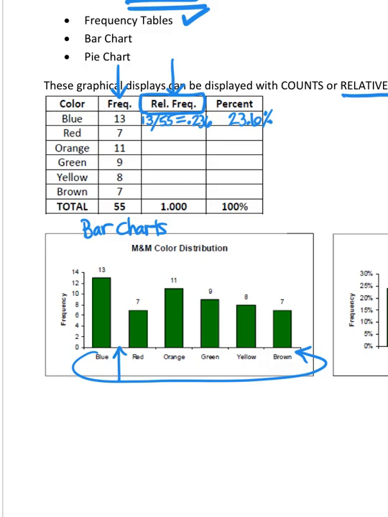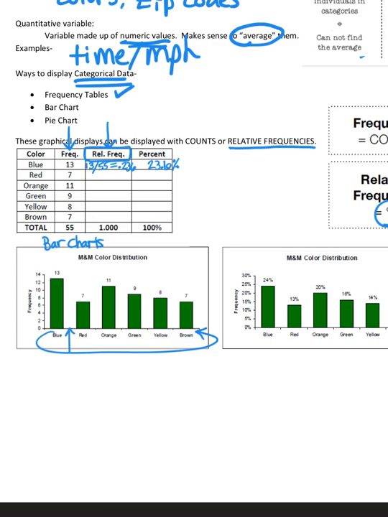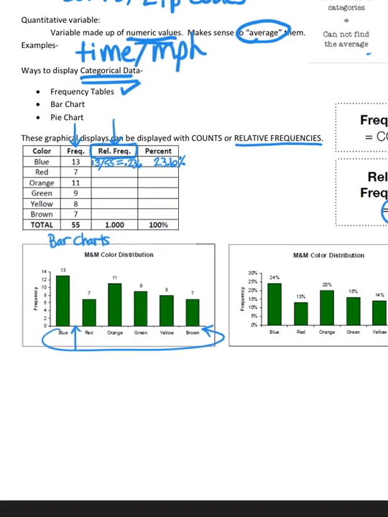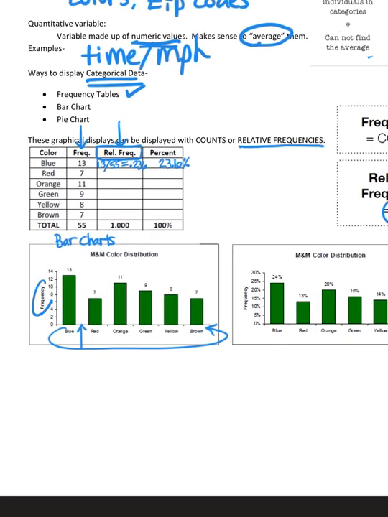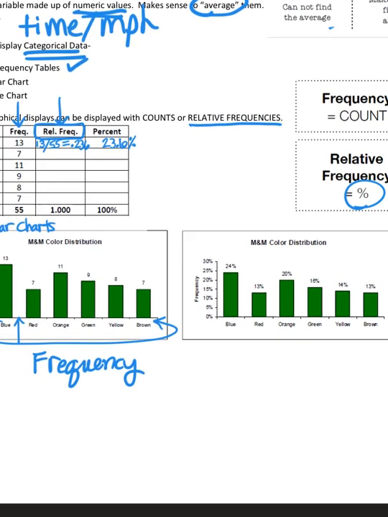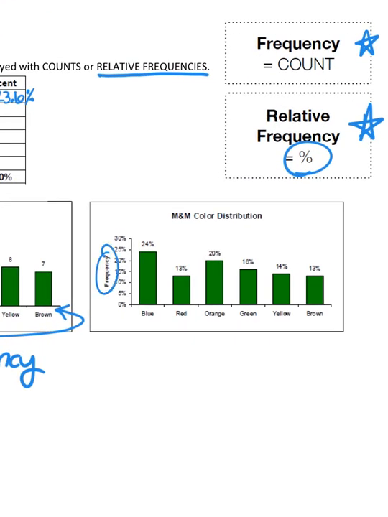Okay, now let's take a look at the type of data in this first graph compared to the second. This first one would be considered just the frequencies because it is just the counts of those items. And this one, even though it says frequency here, we know that because I see that these are in terms of percentages, that these are actually our relative frequencies. They are relative to the total number of M&Ms.